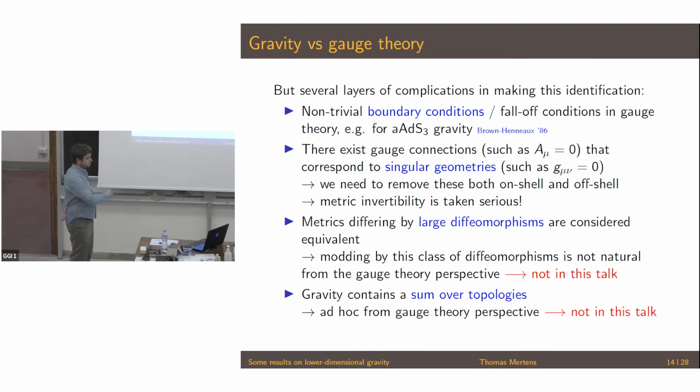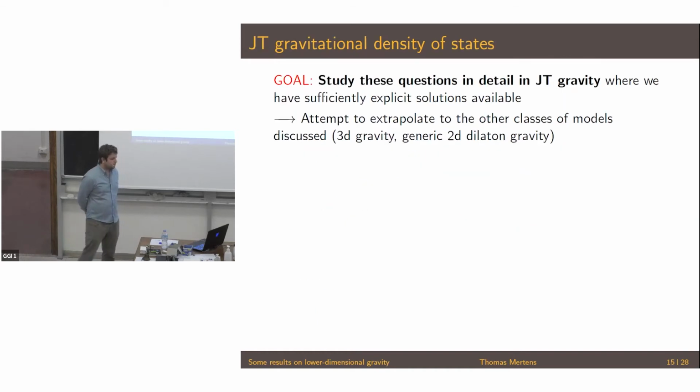So I will only talk about the first 2 aspects of this identification between gravity and gauge theory. So the goal is to study these types of questions in detail, and in particular in JT gravity, where we have sufficiently explicit solutions available to see what is going on. And then in the end, I will try to extrapolate these things to the other classes of models that I discussed, the 3D gravity and 2D dilaton gravity models.